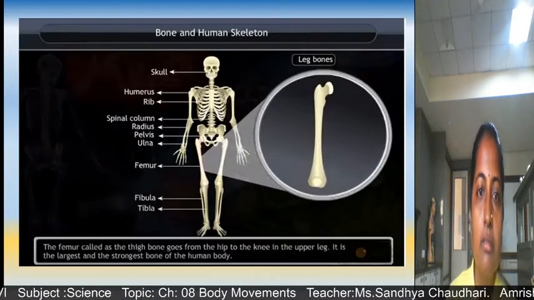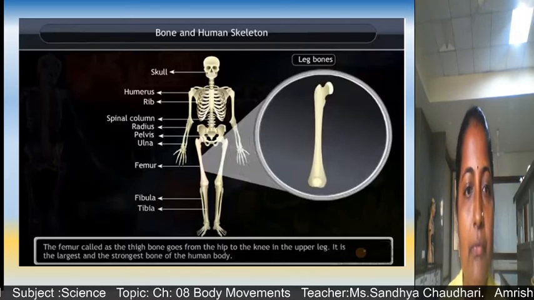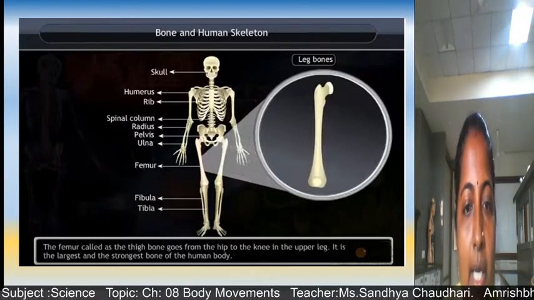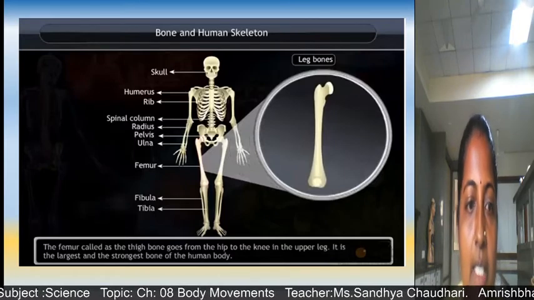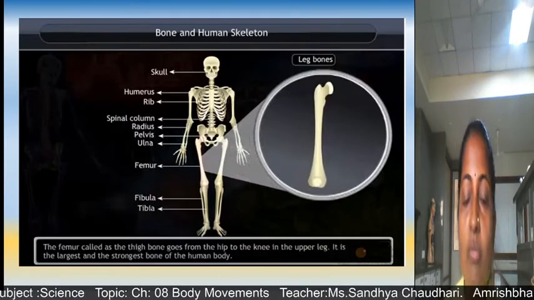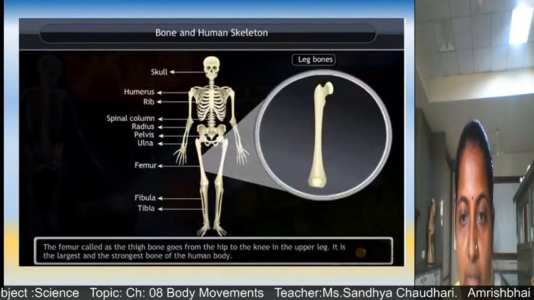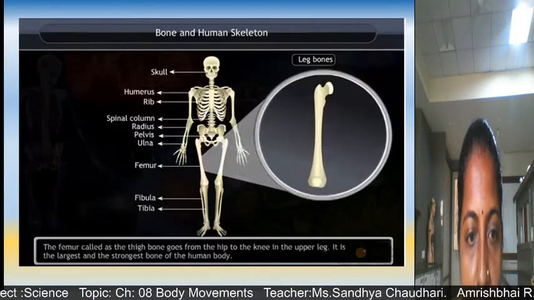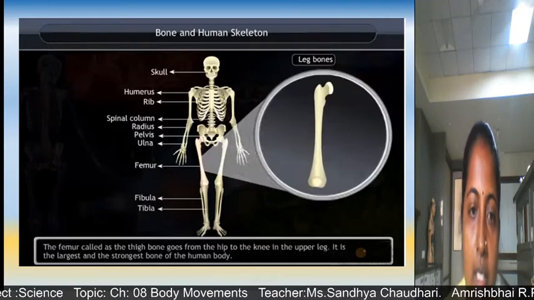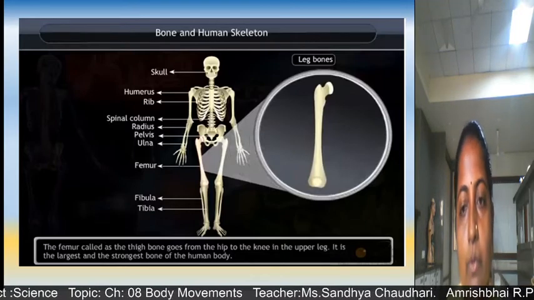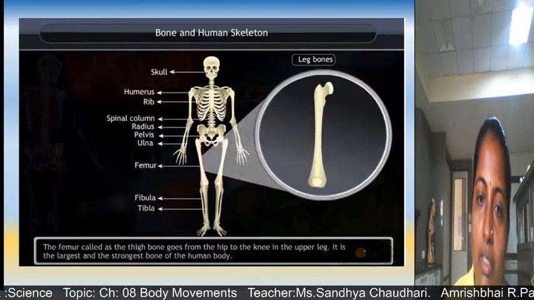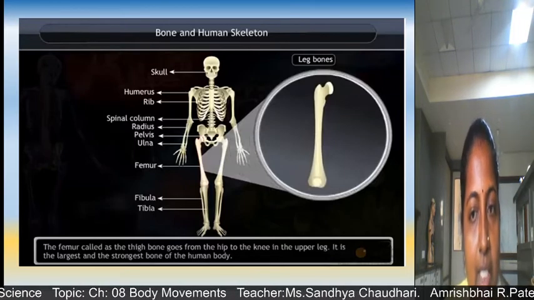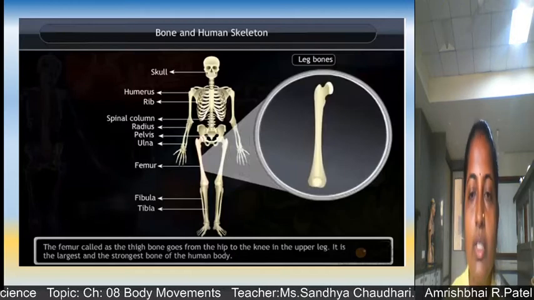Now here you can see it in the figure, that is the femur. The femur, called the thigh bone, goes from the hip to the knee in the upper leg. It is the largest and the strongest bone of the human body. It is the largest bone, children. Which bone? That is the femur. And it goes from the hip to the knee in the upper leg, and it is the largest and the very strongest bone of the human body.